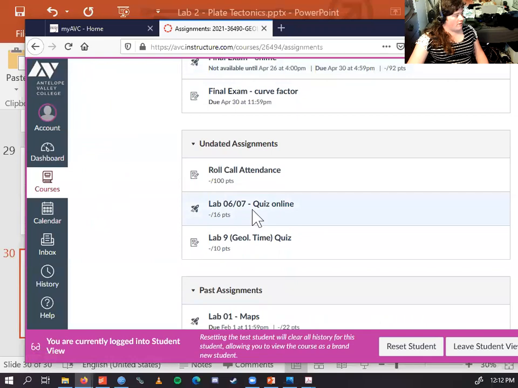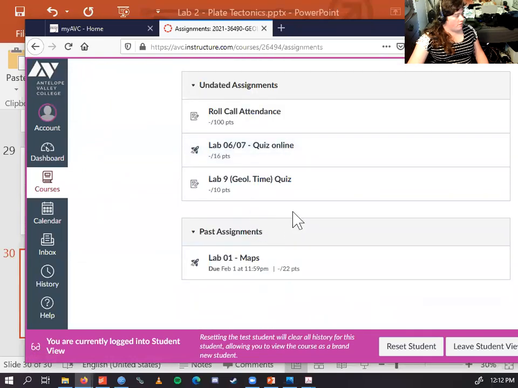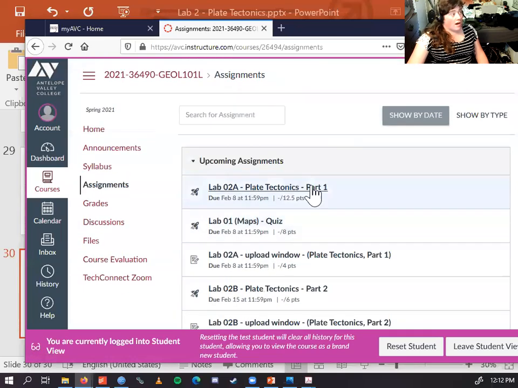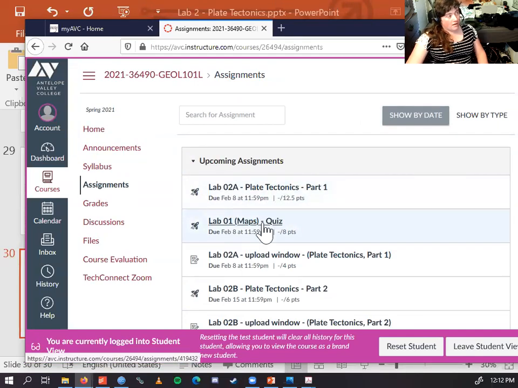I am realizing this looks quite different in student view than in teacher view, so I will try to see what I can do about that. But aside from the labs, the only work for this class is going to be the final exam near the end of the term. And then there are a number of small quizzes that are meant to be review quizzes for the previous lab. They're short, like 10 questions at most.